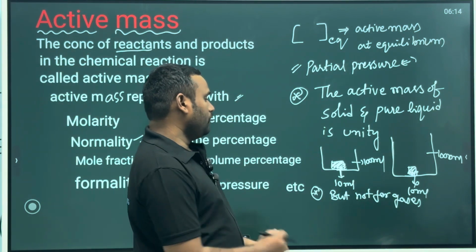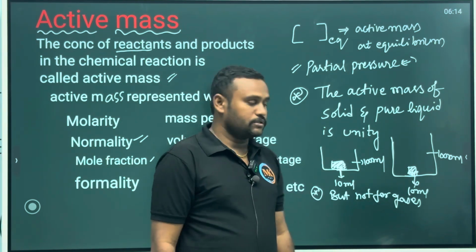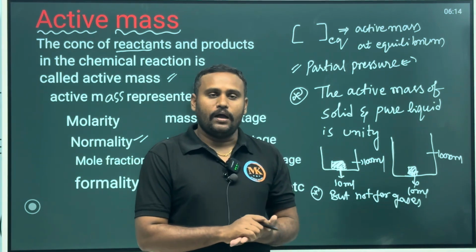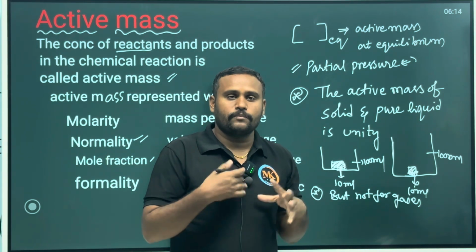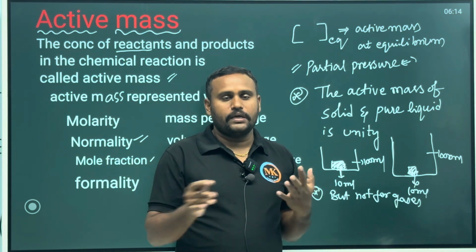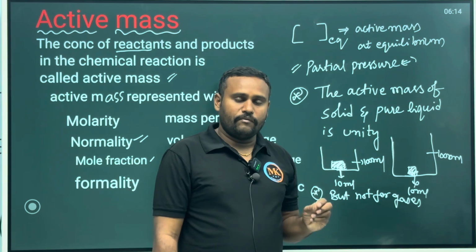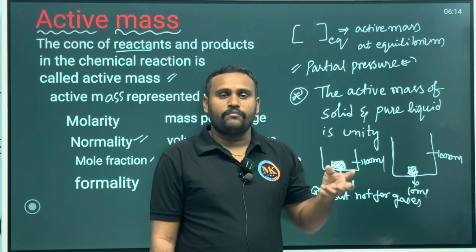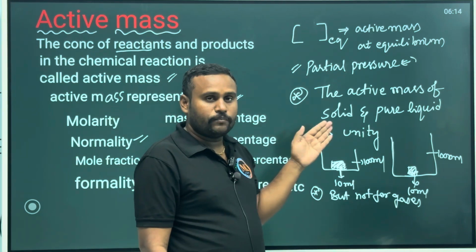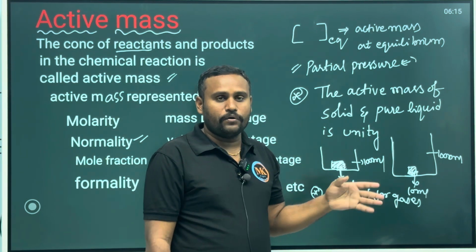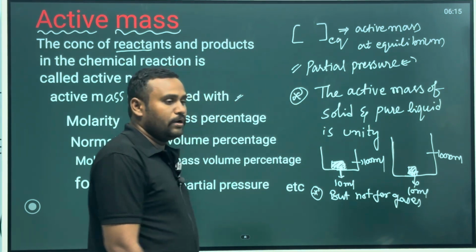Because if you change the volume of the container, the volume of gas also changes. We already know the volume of gas is equal to the volume of the container, because gas molecules move very freely and do not have any fixed volume. That's why the active mass of pure gas is not taken as unity, because it changes along with the volume of the container.